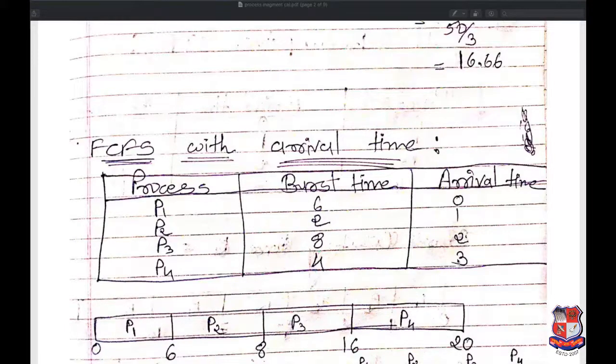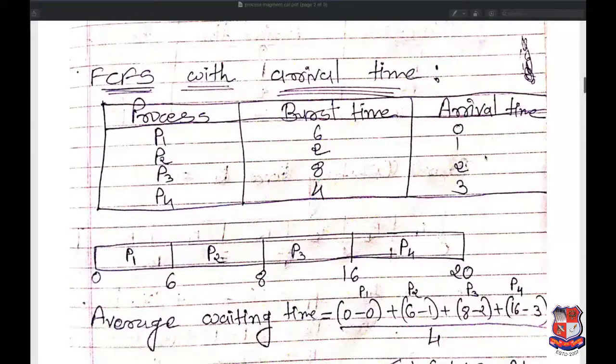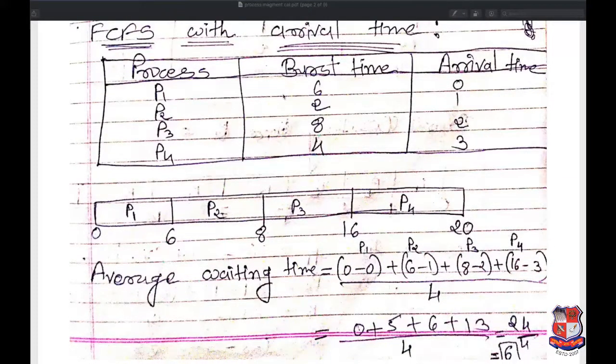So the difference between FCFS with arrival time and without arrival time is, in the FCFS without arrival time, the value of the arrival time of all the processes is 0, and in the FCFS with arrival time, the value of the arrival time of all the processes is given in the table. So each and every process has its own arrival time. We process this FCFS the same as the FCFS without arrival time.